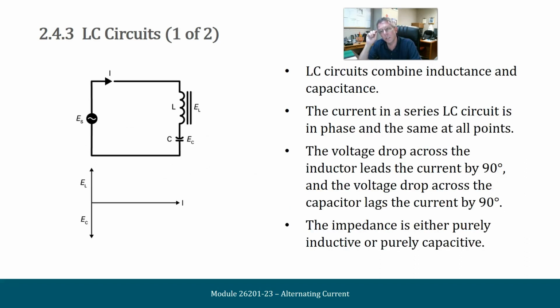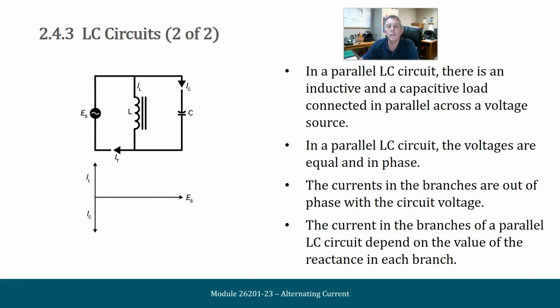LC combination circuits can combine inductance and capacitance. The current in a series LC circuit is in phase and the same at all points. The voltage drop across the inductor leads the current by 90 degrees, and the voltage drop across the capacitor lags the current by 90 degrees. The impedance is either purely inductive or purely capacitive.